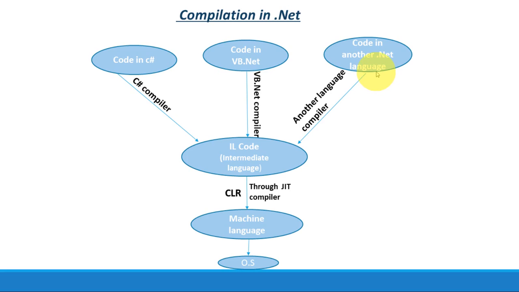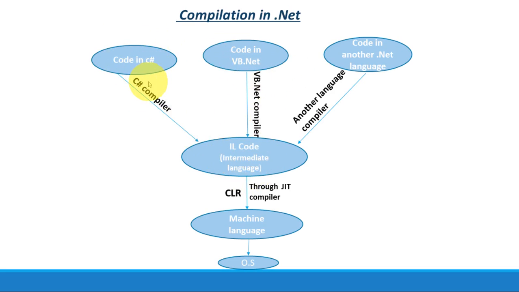But in .NET, we have different languages, and all these languages are first compiled through their native compilers. For example, VB.NET gets compiled through the VB.NET compiler, because we have different languages at the top layer, and we can use any one of the languages. So all these languages get compiled with their respective compilers into an intermediate language, that is, IL code.